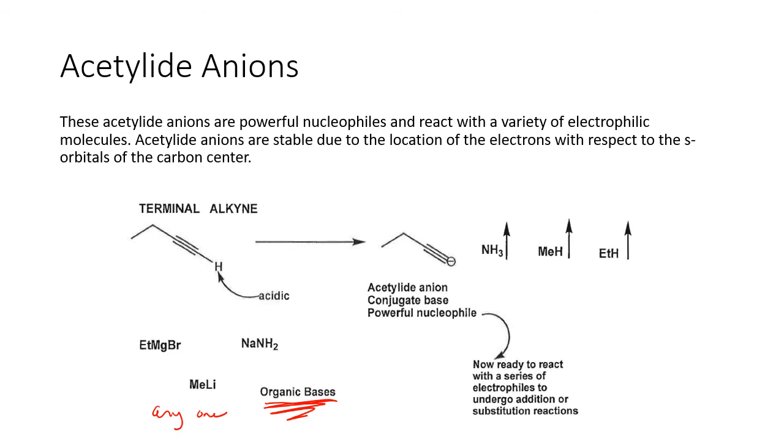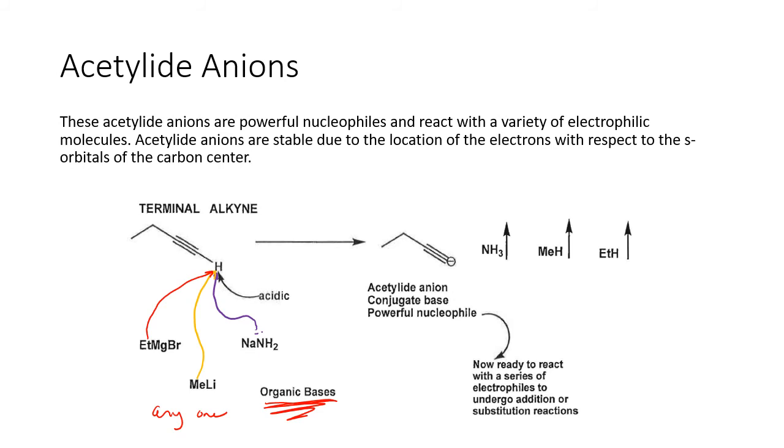If you're using sodium amide, you would show it from the nitrogen. There's a lone pair of electrons on that nitrogen that can act as a nucleophile or a base and grab that proton. If you were showing it coming from the methyl lithium, you would start your arrow on the carbon, the methyl group in this case. And if you were showing it coming from the Grignard reagent, you would start your arrow on the ethyl group. So that's where those arrows would initiate on any of those bases.